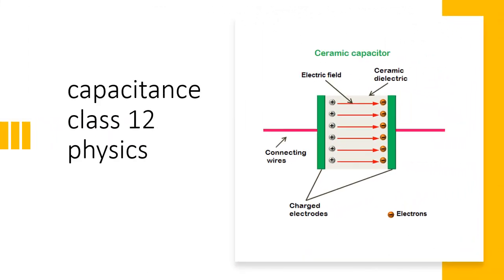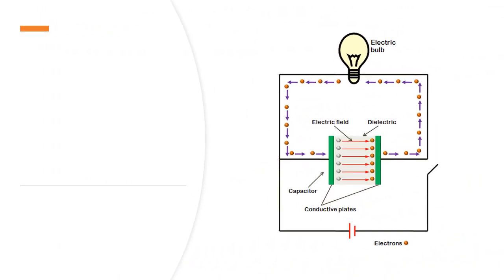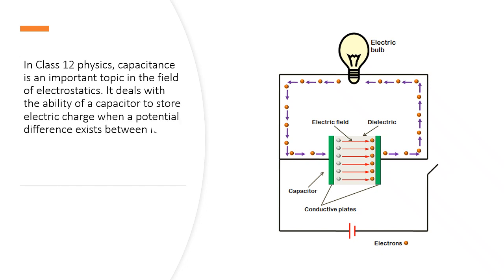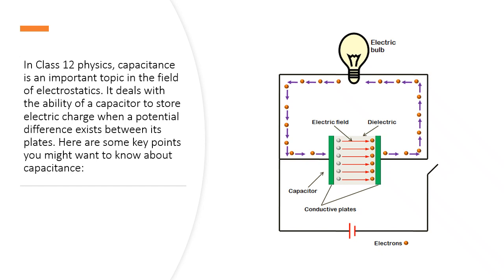Capacitance, Class 12 Physics. In Class 12 Physics, capacitance is an important topic in the field of electrostatics. It deals with the ability of a capacitor to store electric charge when a potential difference exists between its plates. Here are some key points you might want to know about capacitance.